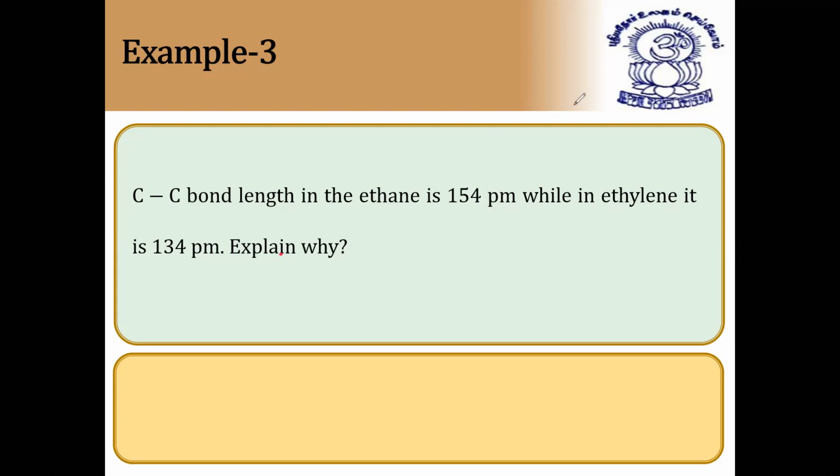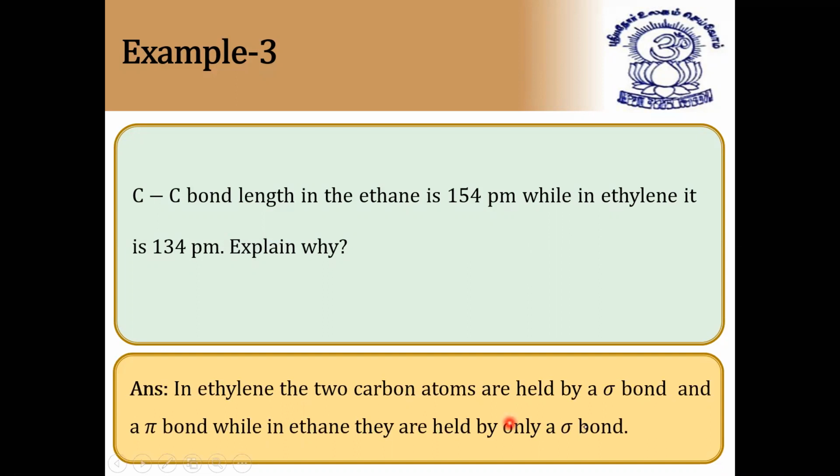Bond length is less for a double covalent bond when compared to a single covalent bond. In ethylene, two carbon atoms are held together by a sigma bond and a pi bond, while in ethane, they are held by only a sigma bond.